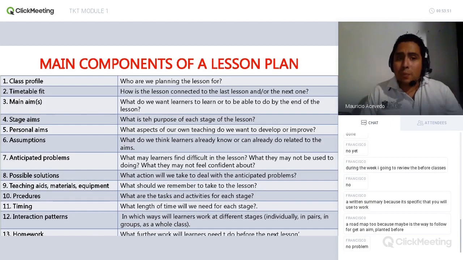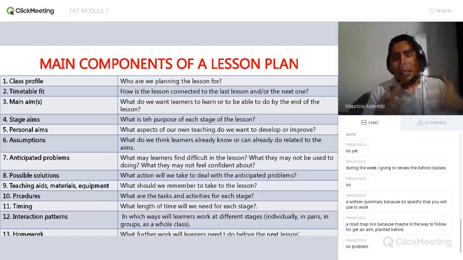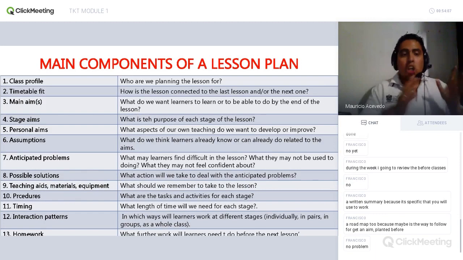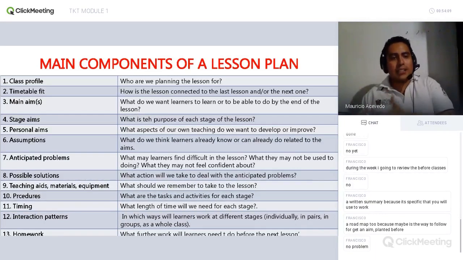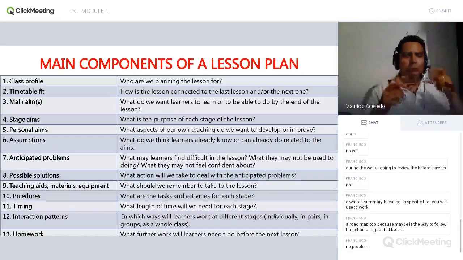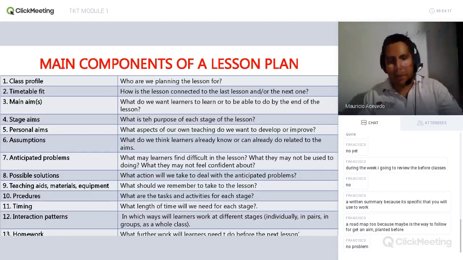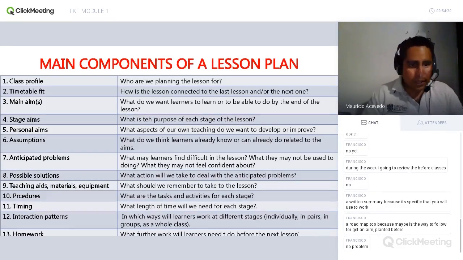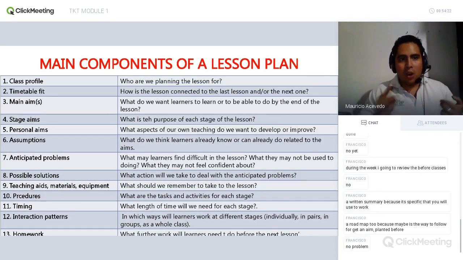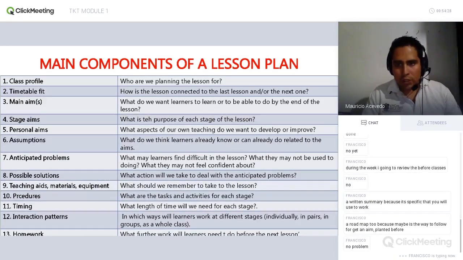Possible solutions. What actions will be taken to deal with the anticipated problems? In anticipated problems, basically you are just describing. You are saying that maybe it's difficult to see the difference between simple past and past continuous. Possible solutions: show them a video that explains the differences between simple past and past continuous with beautiful drawings and puppets. Yes, Francisco, no problem so far. So we have now assumptions, anticipated problems, and possible solutions. So far, so good?